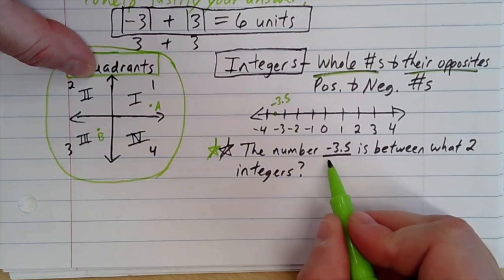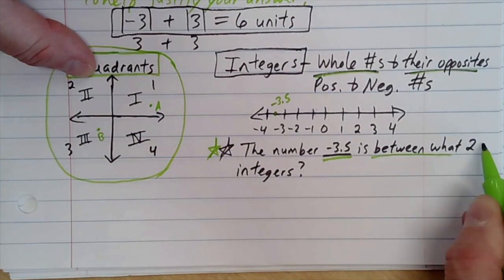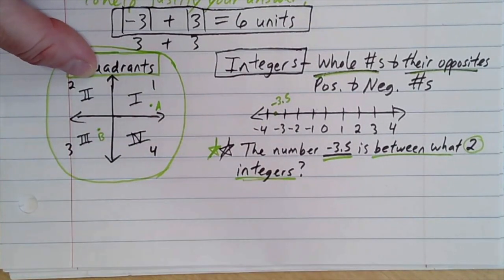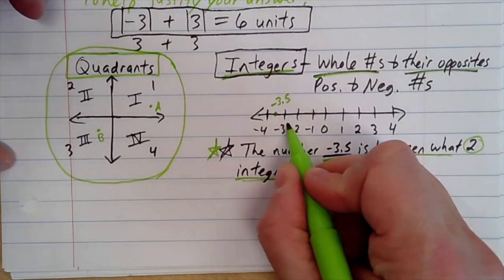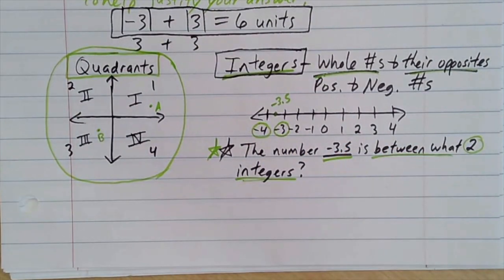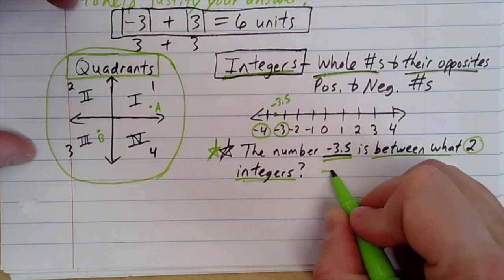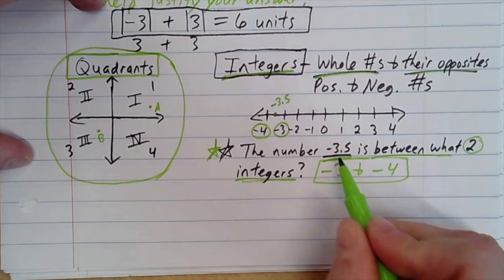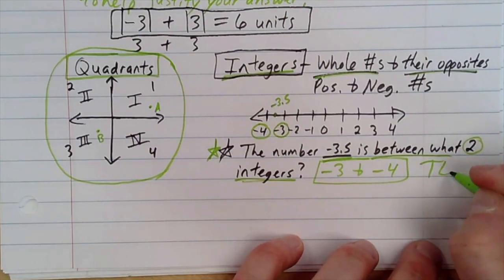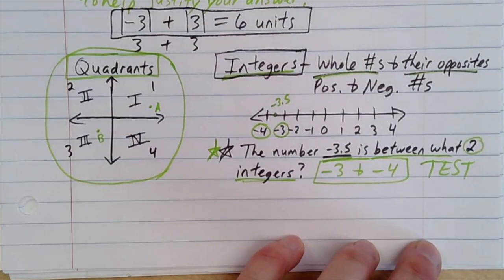This is on your test. Between what two integers is it between? Remember, integers we just said are going to be whole numbers and their opposites. So what two integers is it between? It is between -3 and -4. That's what it's between. Those are the two integers it's between. This one is on the test, so I want to make sure you understand that.